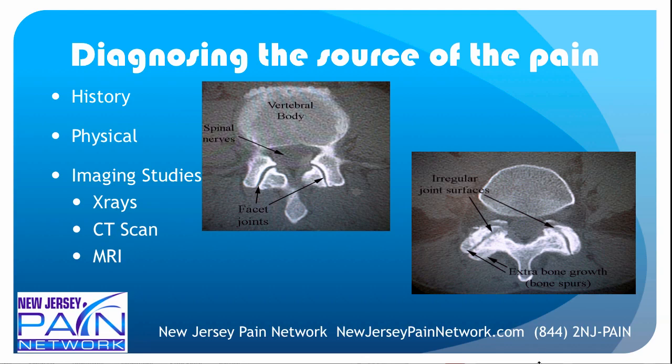History and physical exam can help. X-rays can help. Here's a CAT scan that shows excellent-looking facet joints on both sides. But here, see how they look ratty and irregular with extra bone growth? That's arthritic. The interesting thing is that this person may have no pain whatsoever in their back, whereas this person may have ridiculous amounts of pain, so it doesn't always correlate.